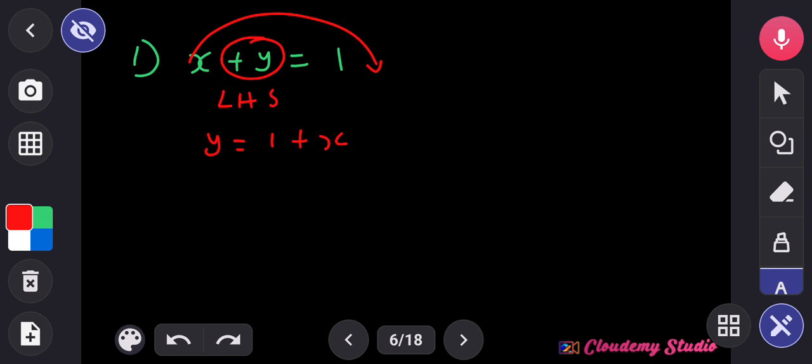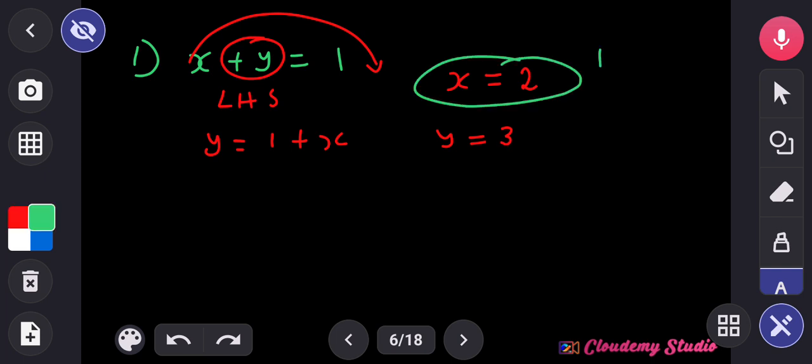For example, if the value of x here equals 2, therefore the value of y will be equal to 3. That is what we are trying to say. So we can see that for every one value of x, there is always one value of y. You understand? Therefore, we can say that for this one, y is a function of x.